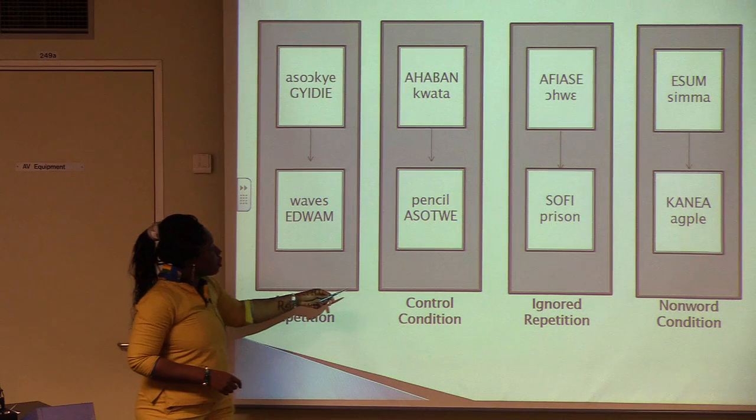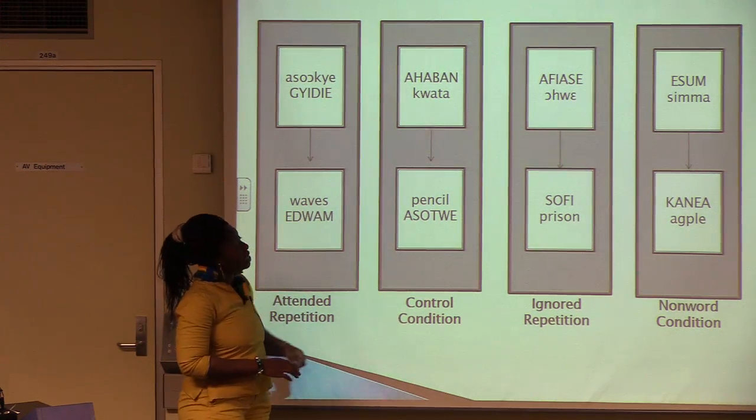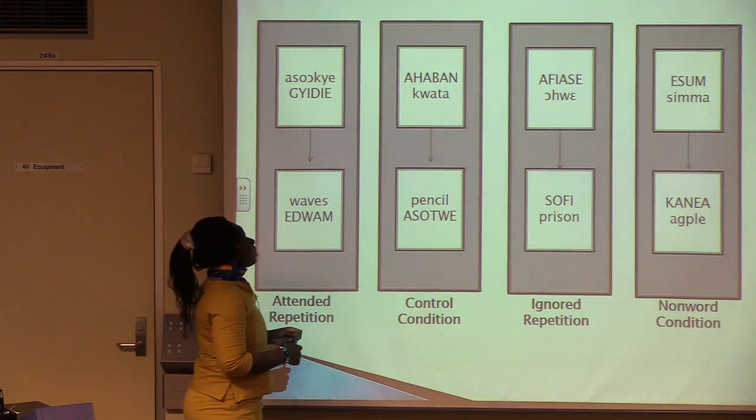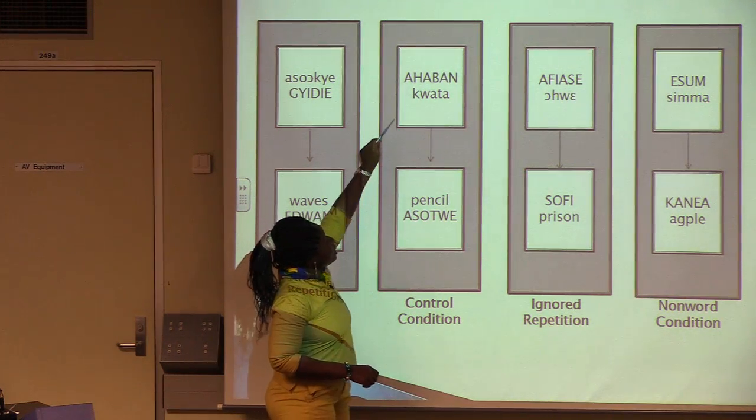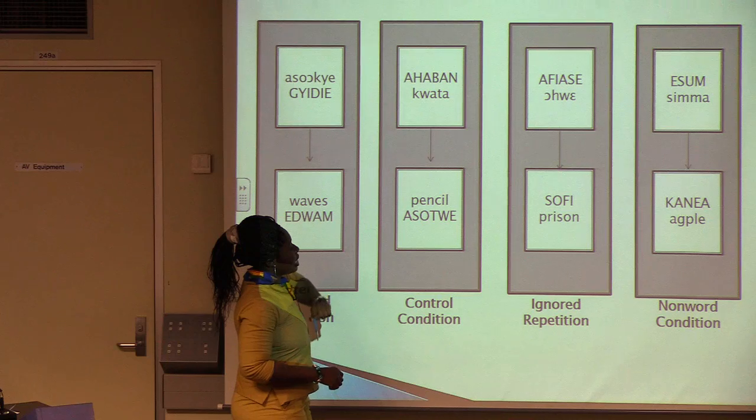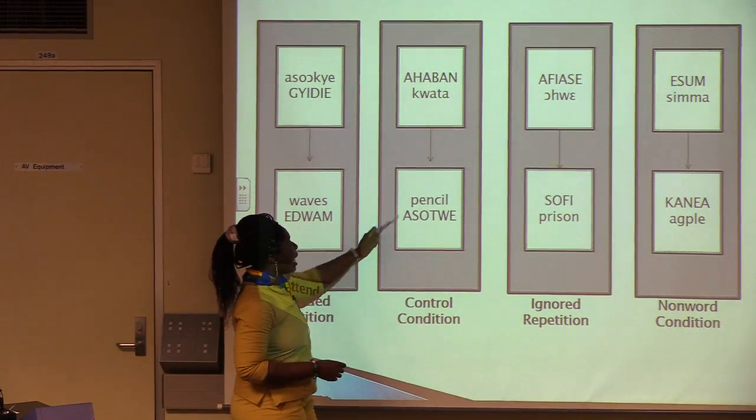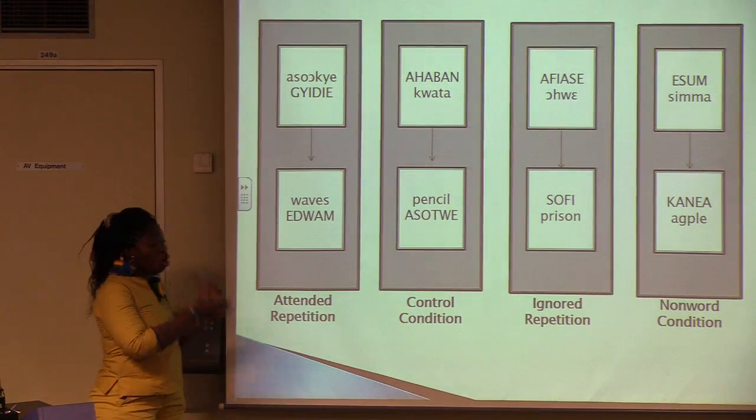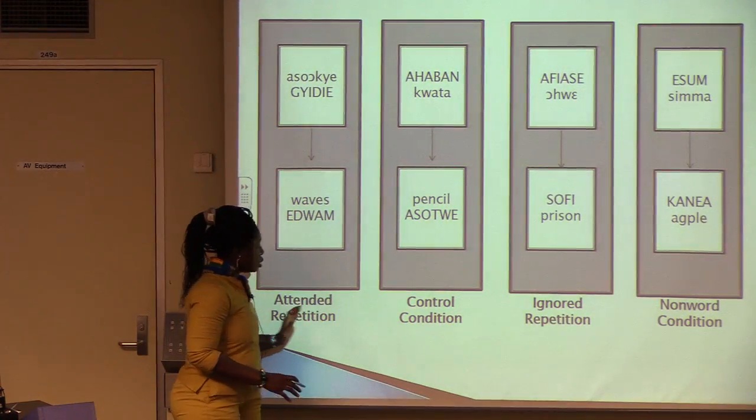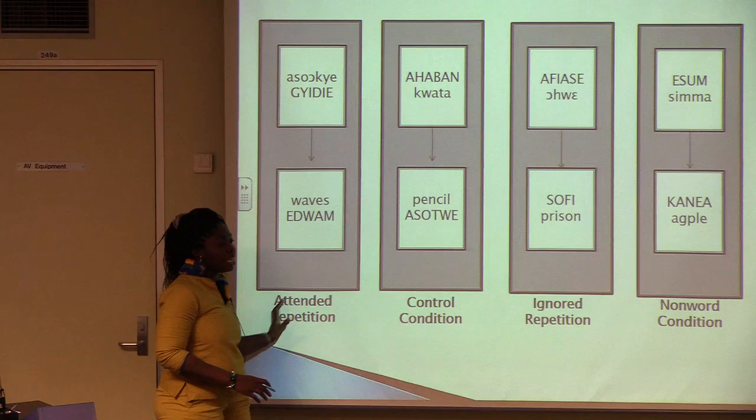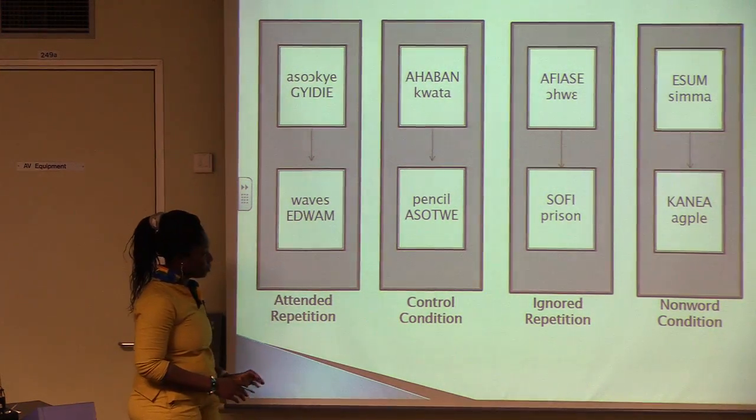Now, in the control condition, all the 4 words are different. I can do a quick translation. This could be translated as leaf. This is leprosy, and then the English word, which is pencil, and then this is punishment. So all the 4 words are different. Again, this will be used as a benchmark to test whether positive priming is achieved or not.